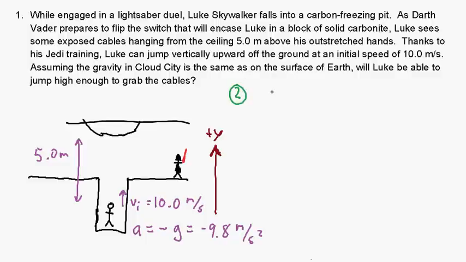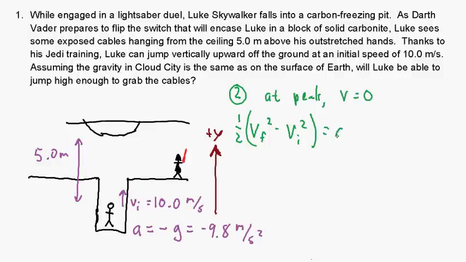We're going to say, let's just say Luke jumps up, and at the peak of his jump, his velocity is going to equal 0. So then we find out, how high can he jump? And we can plug in this same equation. We can say Vf squared minus Vi squared, and it's 1/2 of this, equals a delta y. Once again, we have everything over there.